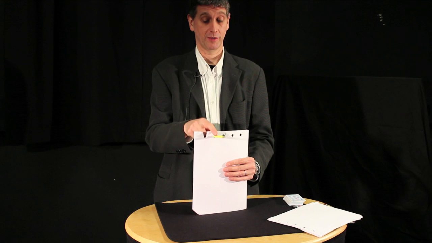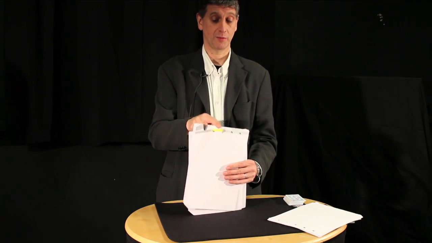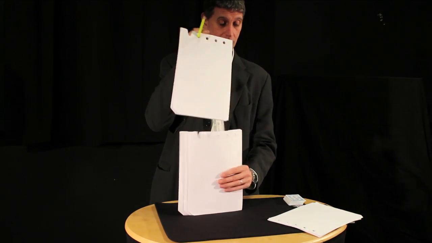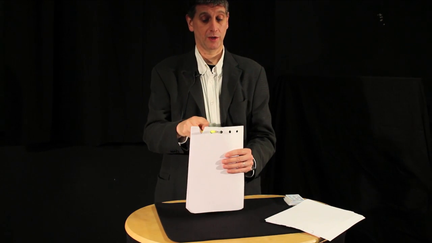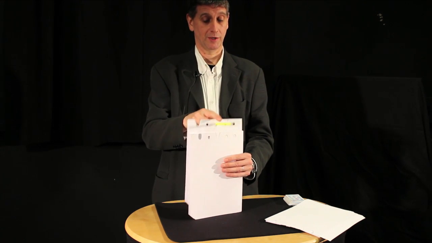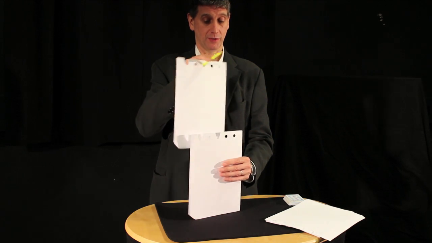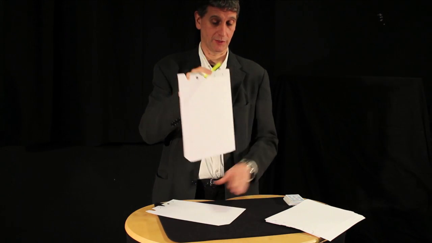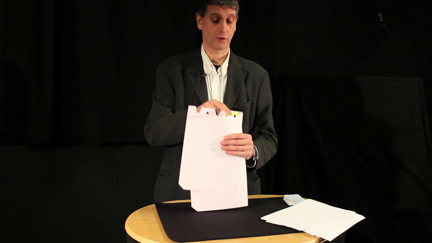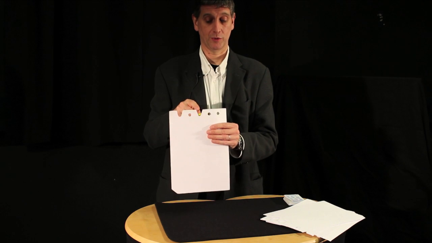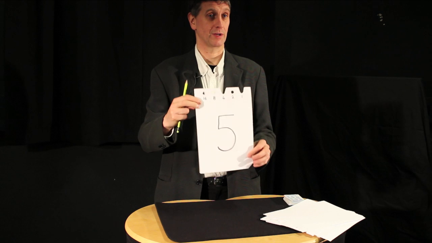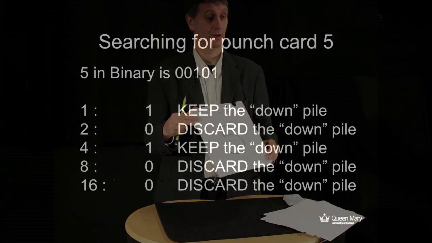There's a 0 in the number 5 in binary, so this time we'll discard the down pile. So we shake them all out and discard the down pile. And there's a 4 in the binary for 5, so we'll keep the down pile this time. So we shake them all out, and this time we keep the down pile and throw those. And next it's 0, so we'll throw away the down pile. And then we'll go to the 16 and throw away the down pile, and we're left with only one card, which, because we've spelled out the binary for 5, is card 5.